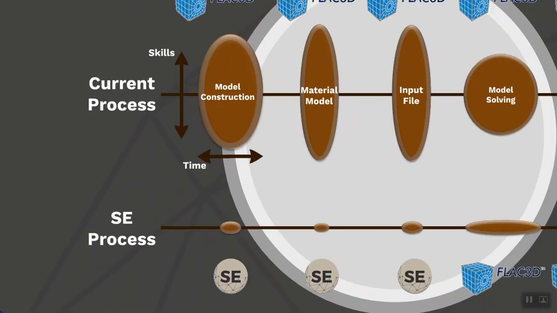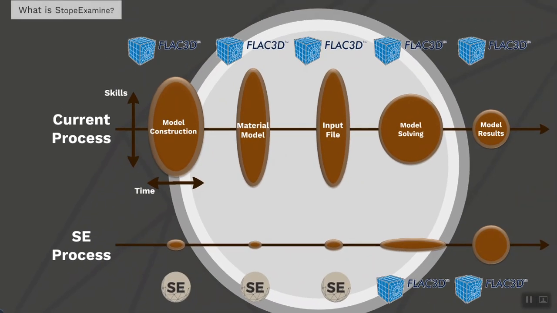It's important to note that this upper graph, the current process graph, is entirely conducted through FLAC 3D and manual input file creation, whereas the lower graph uses StopeExamine for the first three stages: model construction, material model, and input file, and then moves into FLAC 3D for the model solving and the interpretation of model results. Notice that these graphs are constructed with a y-axis for skills and an x-axis for time.